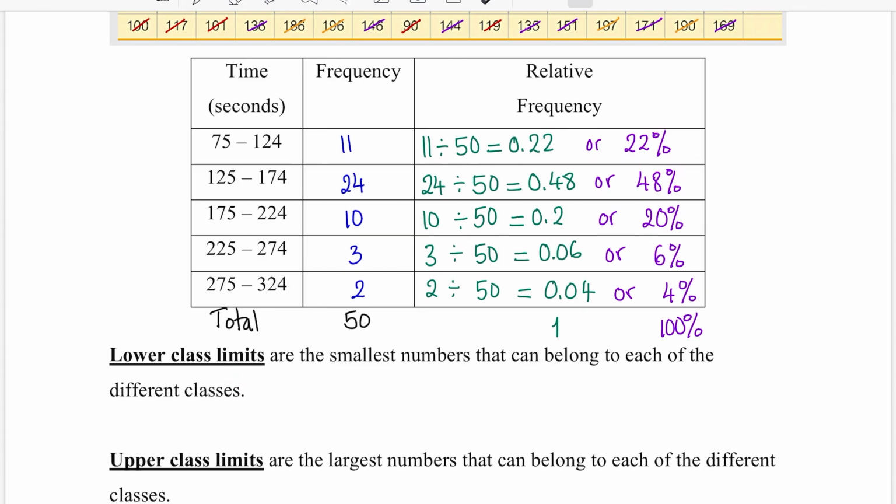Lower class limits are the smallest numbers that can belong to each of the different classes. For example, each of these classes has a different lower class limit. 75 is the lower class limit for the first class. 125 is the lower class limit for the second class. 175 for the third class. 225 for the fourth class. And 275 is the lower class limit for the last class.